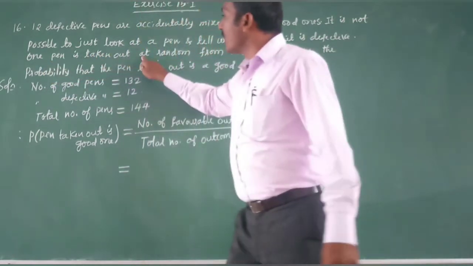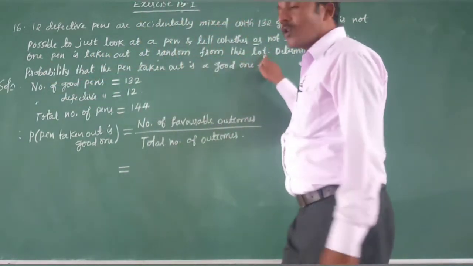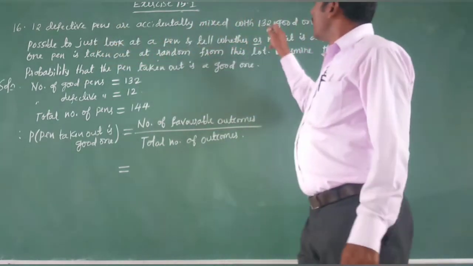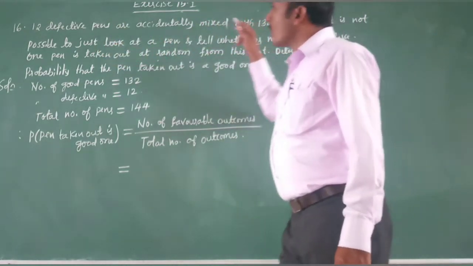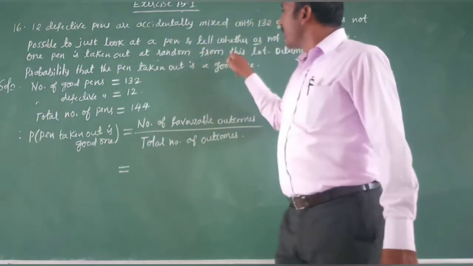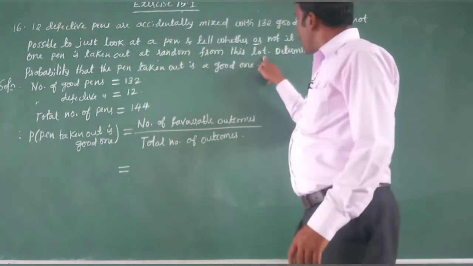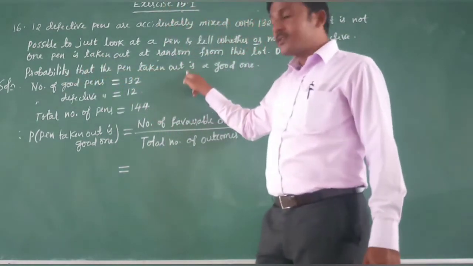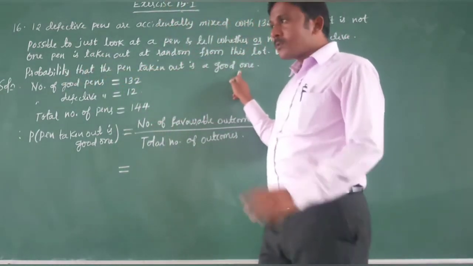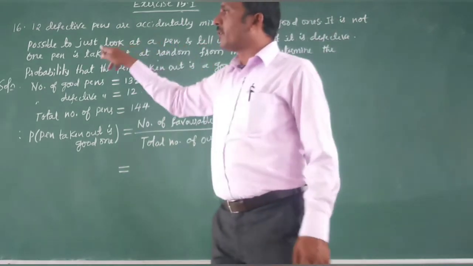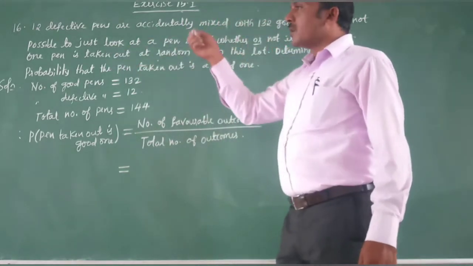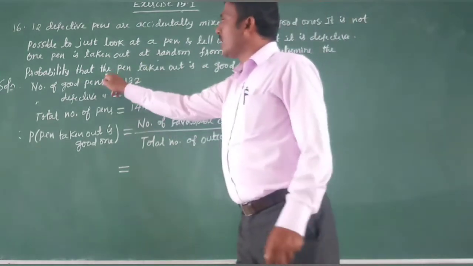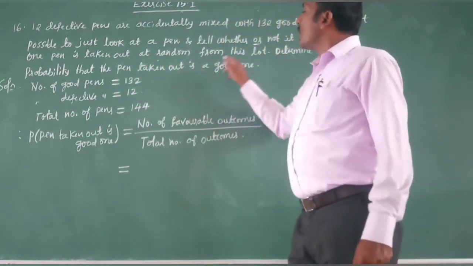One pen is taken out at random from this lot. Okay? So total defective and 132 good ones. So one pen is taken out at random from this lot. Determine the probability that the pen taken out is a good one. So by seeing all those, total defective and 132 good ones. So mix it over. One pen is taken out. What is the probability that the pen taken out is a good one?